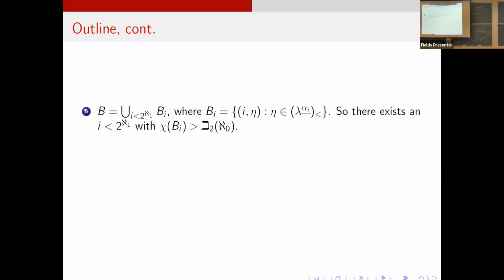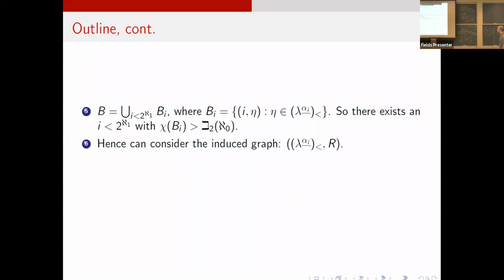Okay, now we have our graph, and you can partition the vertex set by looking at the different indices that you have. Because our chromatic number is pretty large, we can find one of the partitions that will also have a very large chromatic number.